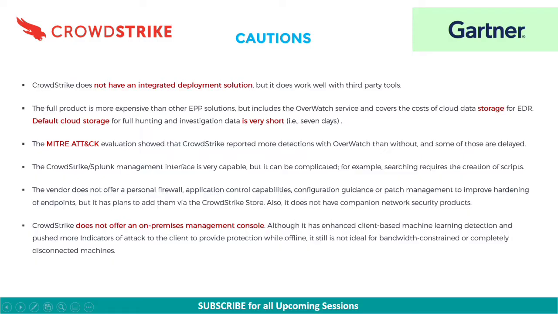Also, it does not have companion network security products. CrowdStrike does not offer an on-premises management console. Although it has enhanced client-based machine learning detection, and pushed more indicators of attack to the client to provide protection while offline, it still is not ideal for bandwidth-constrained or completely disconnected machines.